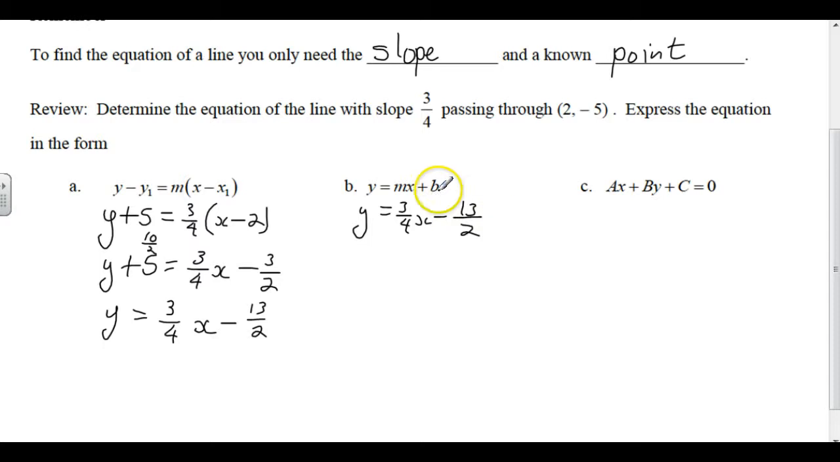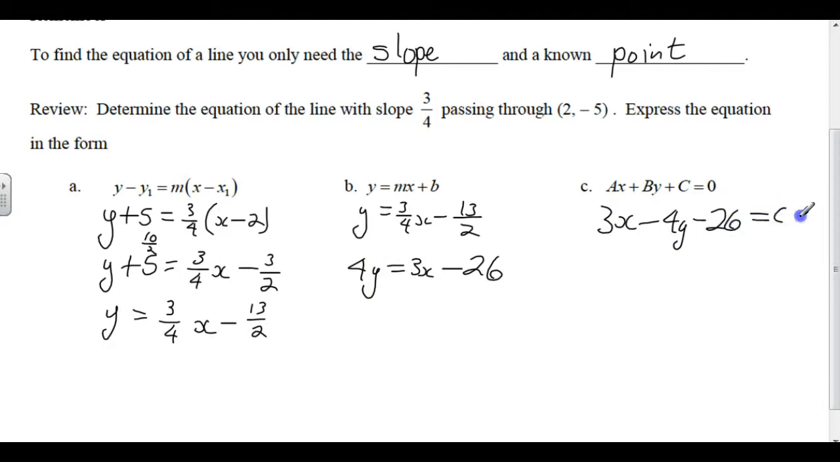Now to get that into general form, we need to get rid of the denominators. So we're going to multiply through by 4. That's the lowest common denominator, right? Both 4 and 2 go into 4. 4y equals 3x minus, when I multiply this by 4, the 2 goes into the 4 twice, giving you a 26. Now, general form requires everything to be on one side and a positive x value. So we have 3x. Moving the y over, we'll get 3x minus 4y minus 26 equals 0.